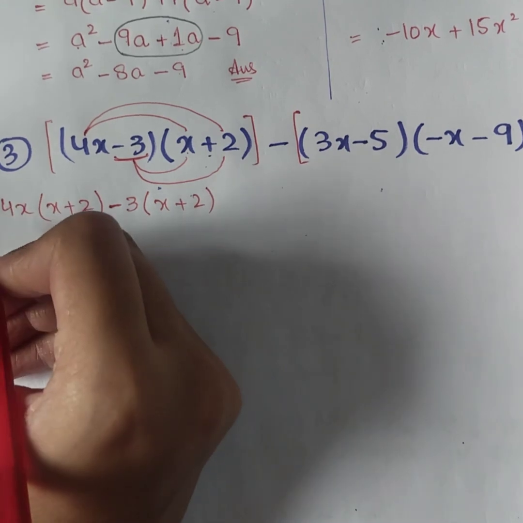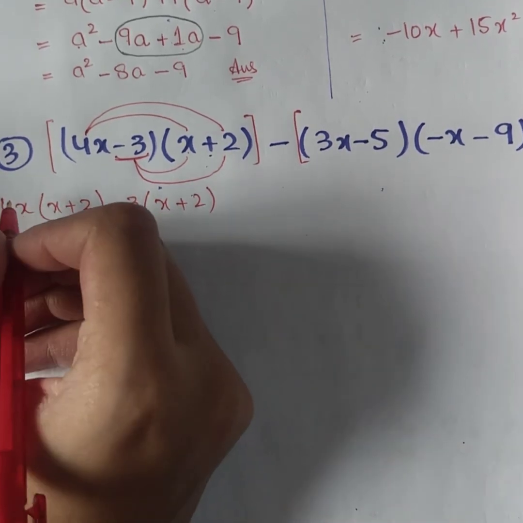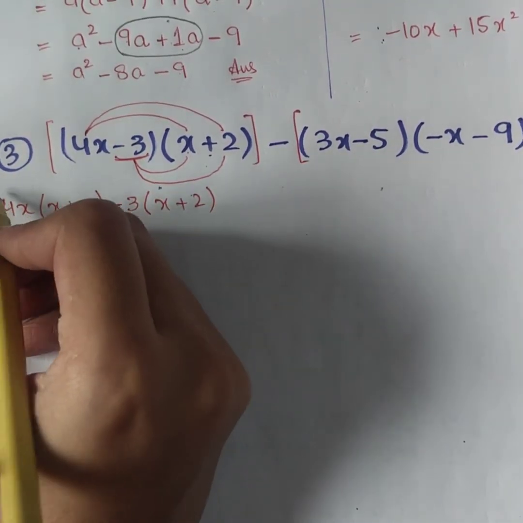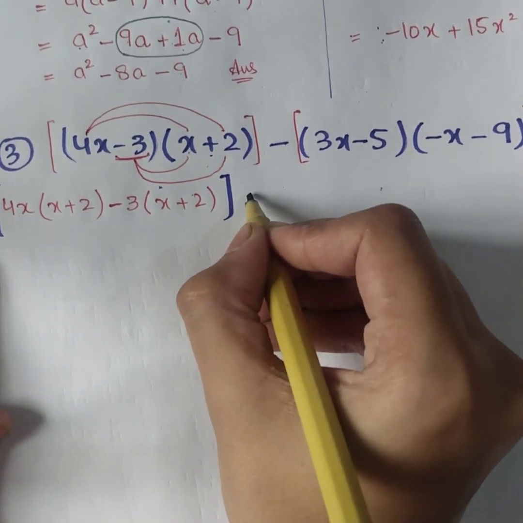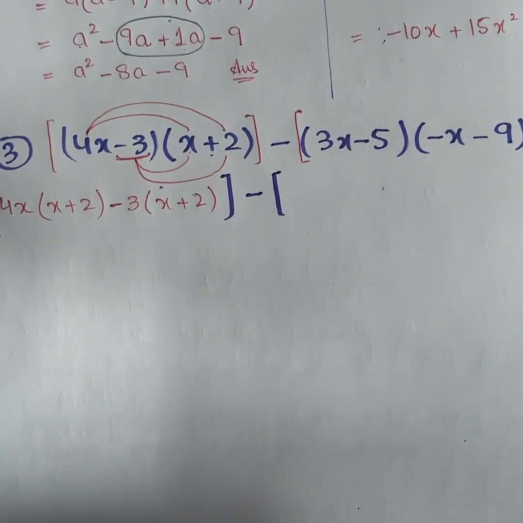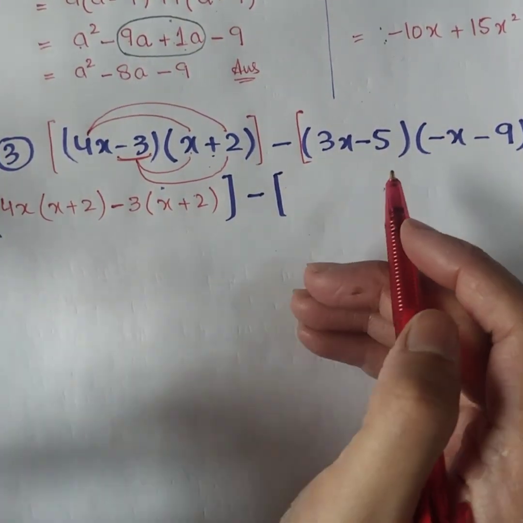Here you have to put the equal sign, and both the terms are in square brackets, so I am writing both the terms again in square brackets. Here is minus and again a square bracket, and the multiplication of these two terms, but we are not doing that right now.